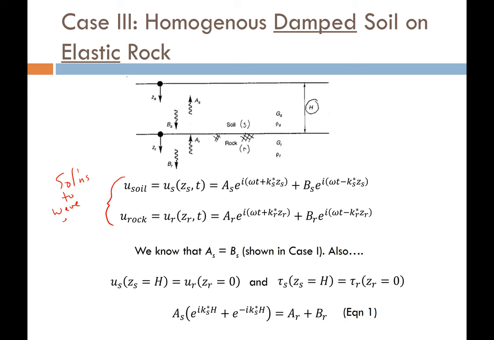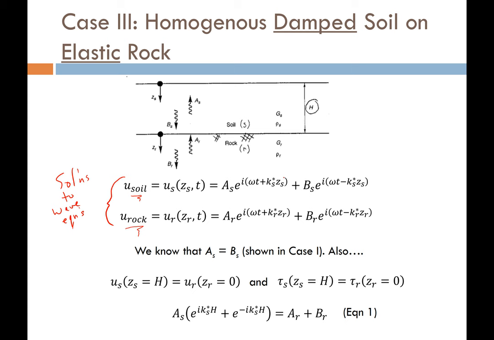Using this way, I have a solution for my soil and a solution for my rock. S is going to denote soil, R is going to denote rock. So you see, the soil has its own complex wave number, and the rock is going to have its own complex wave number. Z sub R is depth below the top of the rock, and Z sub S is depth below the top of the soil.